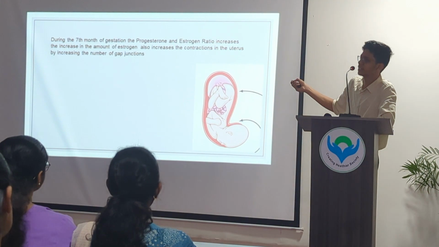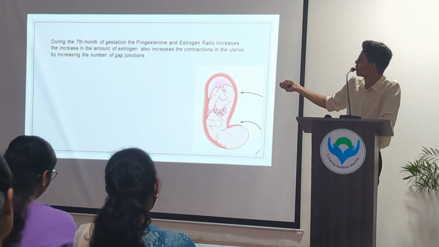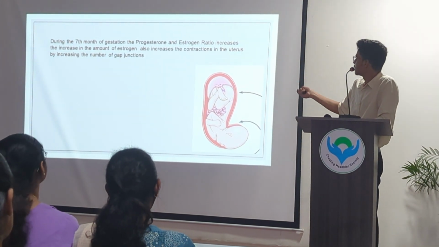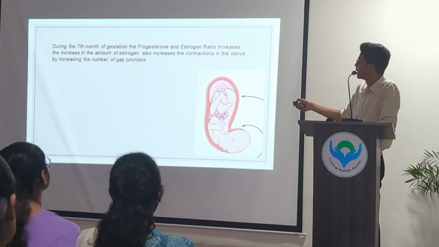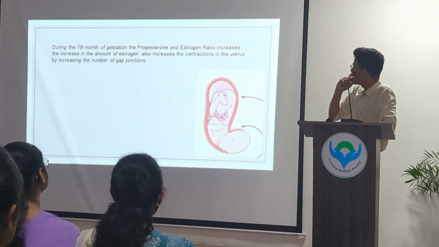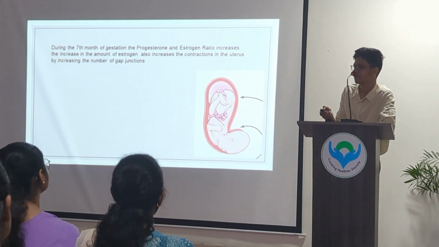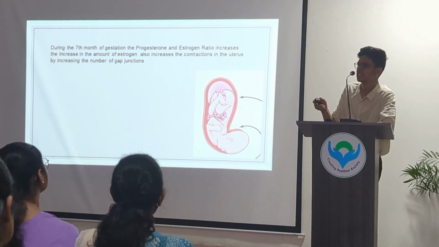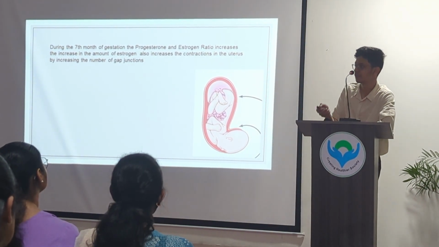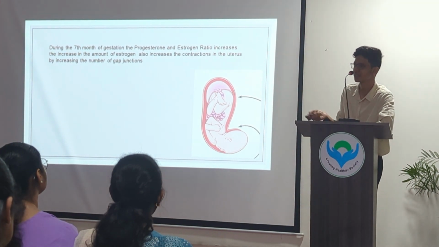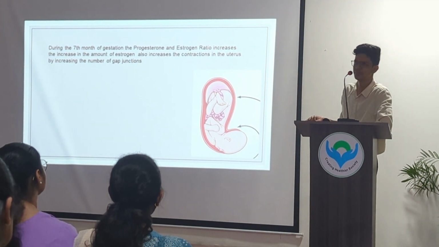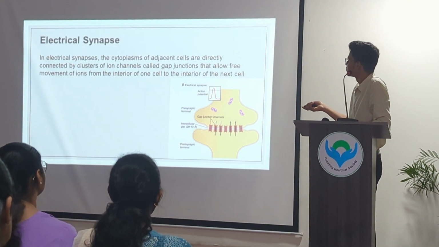What estrogen does is, it increases the number of gap junctions in the smooth muscle here, in the uterus. That way, the more gap junctions there are, the more calcium ions will flow, the more the contraction occurs, and the more quickly the baby will come out. So this is what happens here.